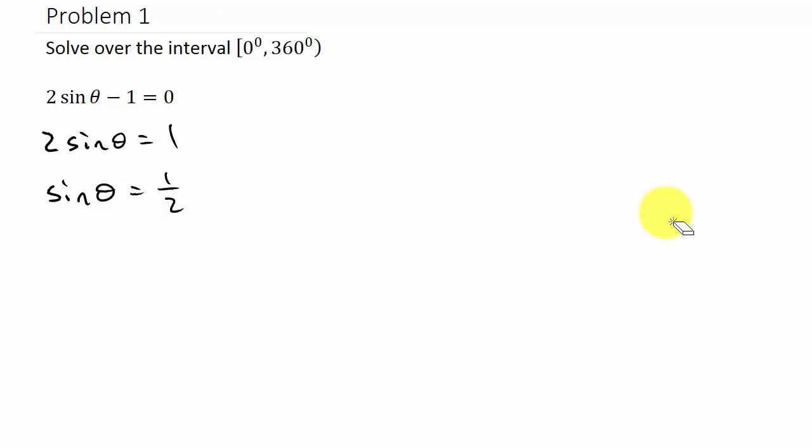Okay, so sine theta equals 1/2. Well, that means that theta is equal to 30 degrees. That's one of the special angles. You're supposed to know that the sine of 30 is 1/2. So this is my solution in the first quadrant. That's my 30 degrees. Well, now I need my second quadrant angle.